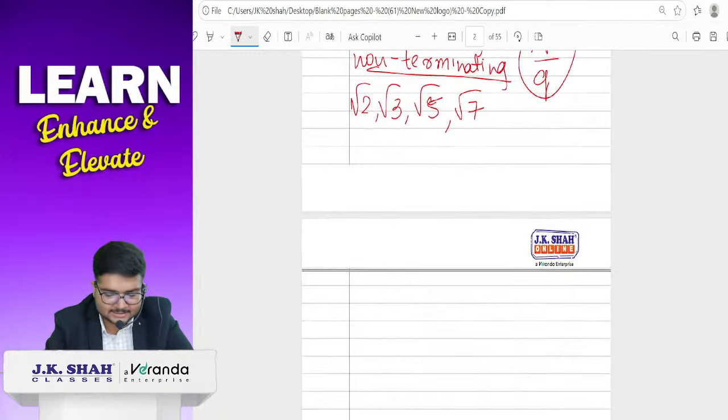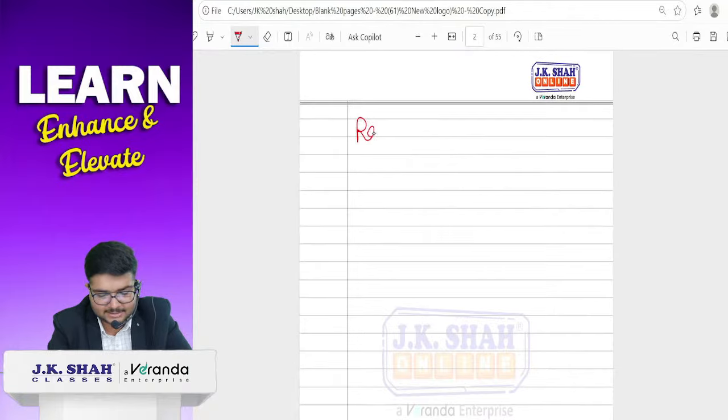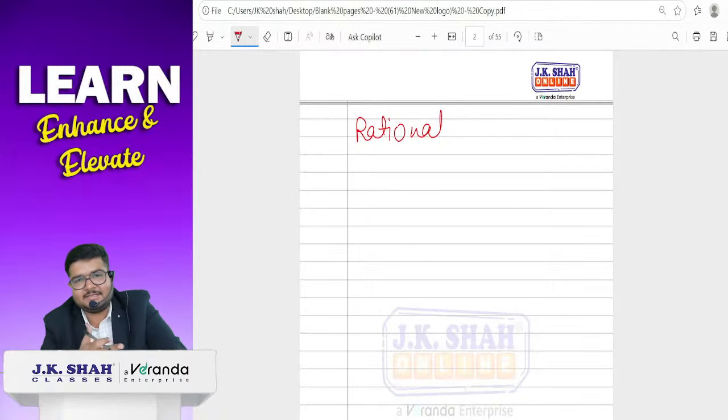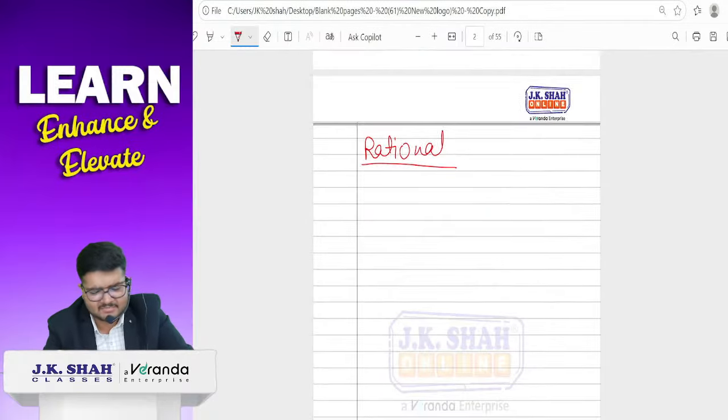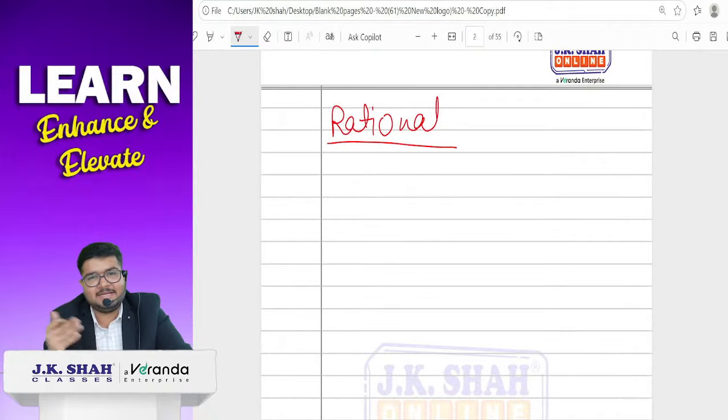Understood? Now let us take an example of rational numbers. Sir, what are rational numbers? So I told you the types of irrational numbers, right? Root numbers, but if they cannot be solved, then those numbers are irrational numbers, right? Now rational numbers, what are the types of rational numbers? So there are many types of rational numbers.